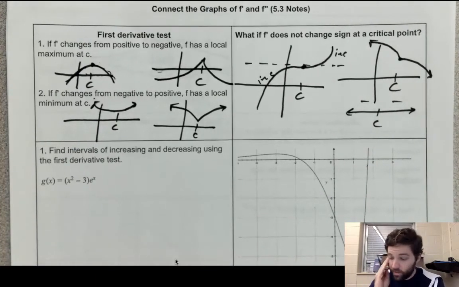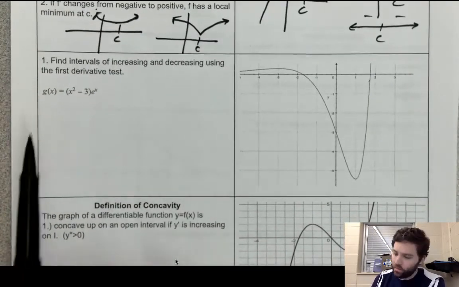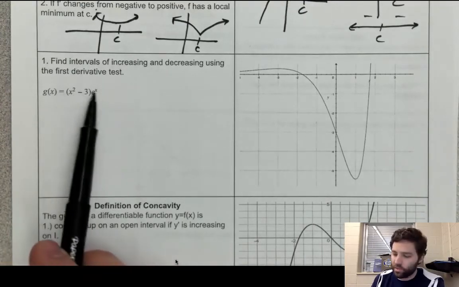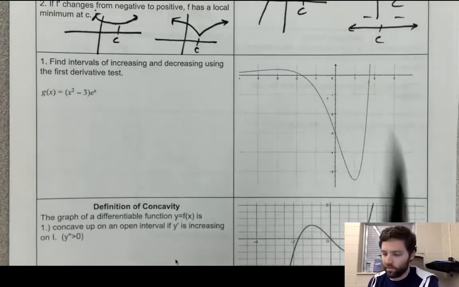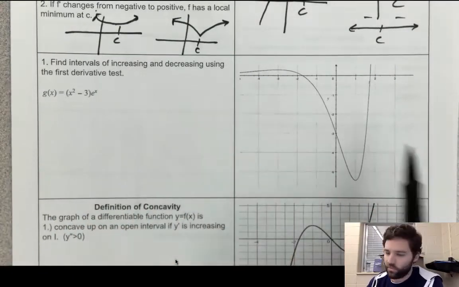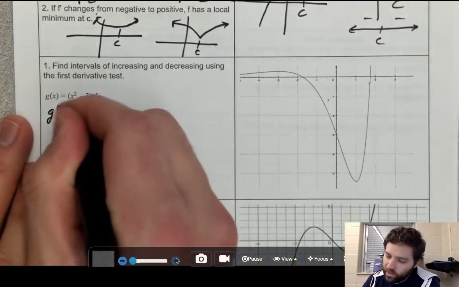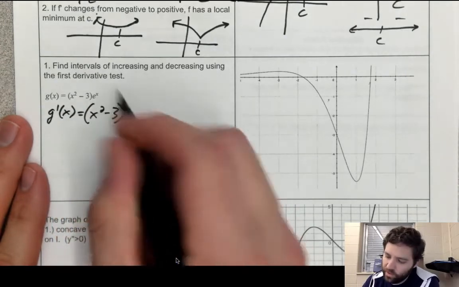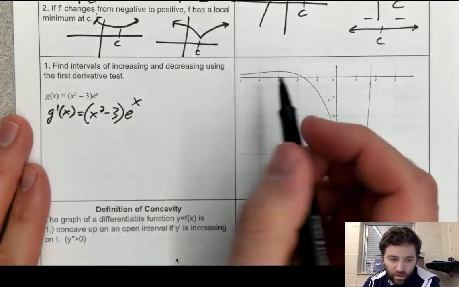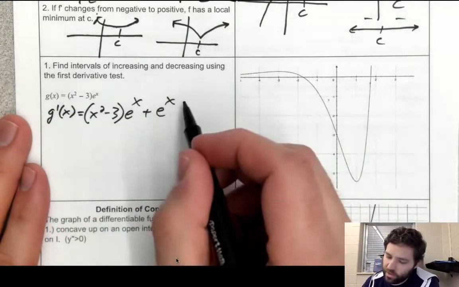All right, so let's move on to number 1 here, where we find the intervals of increasing and decreasing. Use the first derivative test. First derivative test means we're going to need to use the product rule, because this is a product. We're going to take the derivative. By the way, we're doing this all analytically. I do have the graph over here, but that's just for reference in a second. So I'm going to take the derivative, and so I will get this. g prime of x is equal to the first function, which is x squared minus 3, times the derivative of the second, which is just e to the x, plus the second, which is e to the x, times the derivative of the first, which is 2x.